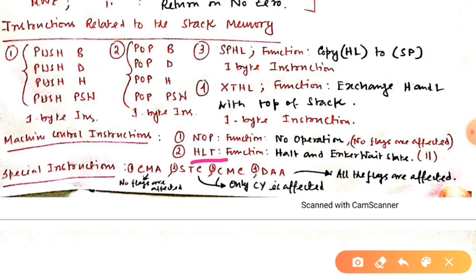So once the halt instruction is executed, the microprocessor will go into the wait state. We need an interrupt or reset signal to exit from this halt state. Okay. So the next set of instructions which we will understand is called the special set of instructions, special instructions.